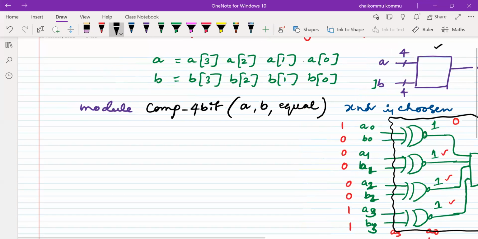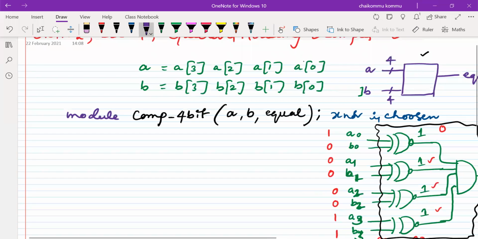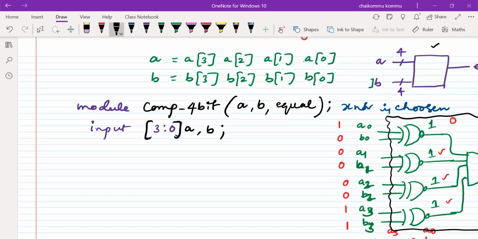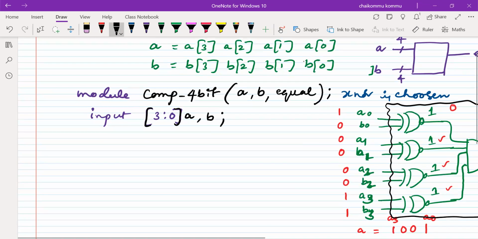Out of all these things, what are the input signals? Quickly, let us write input [3:0] A. A is 4-bit, B is also the same size, so put a comma here and write it here. Which means A and B are both 4-bit size. But the output is 1-bit size only, so I will write output separately.